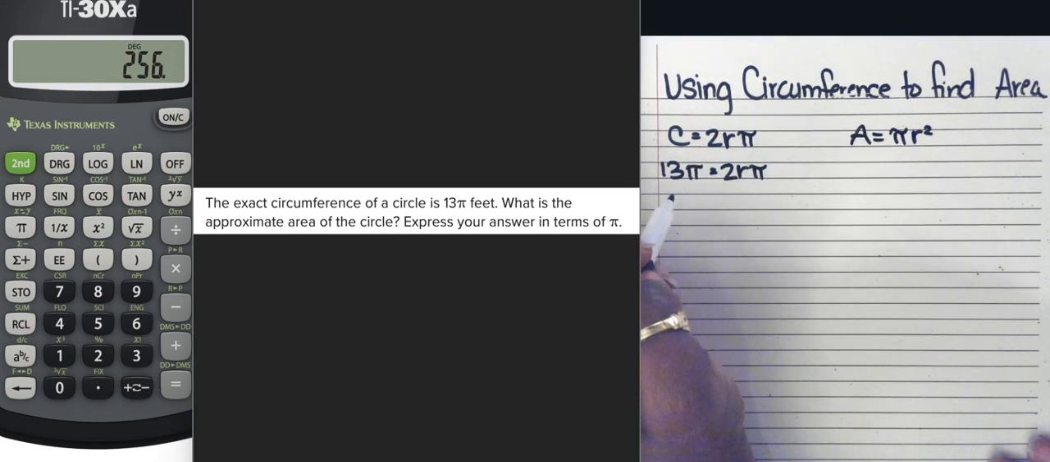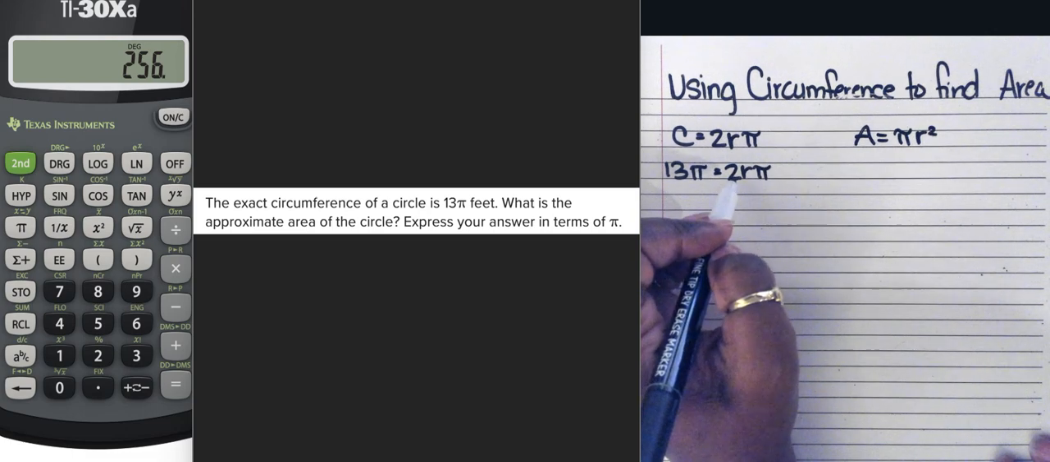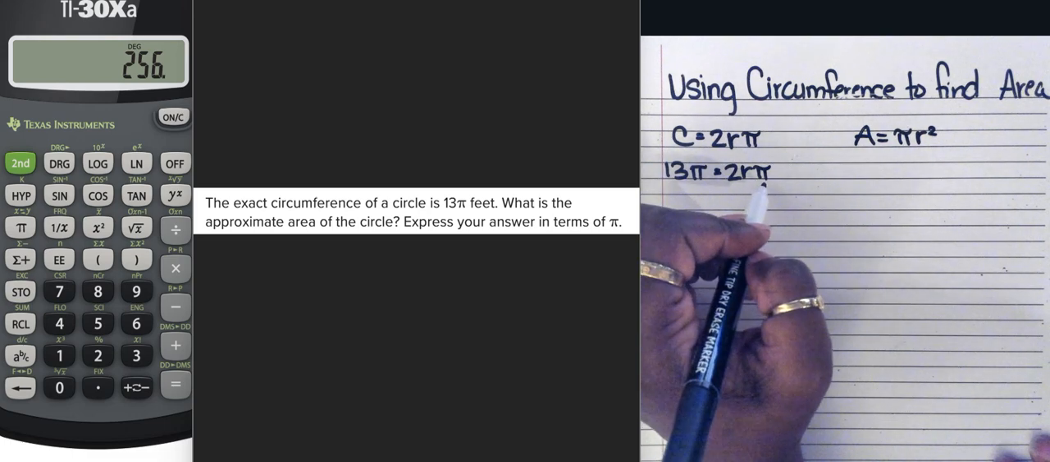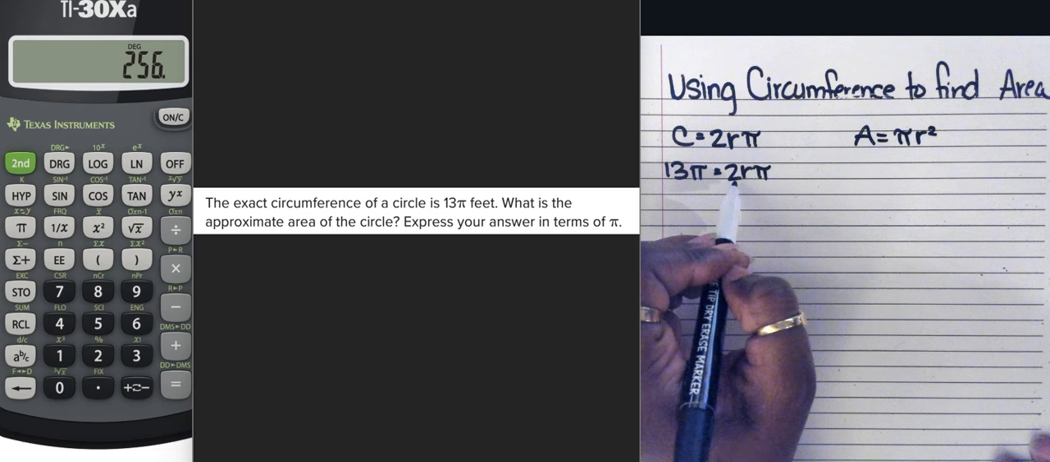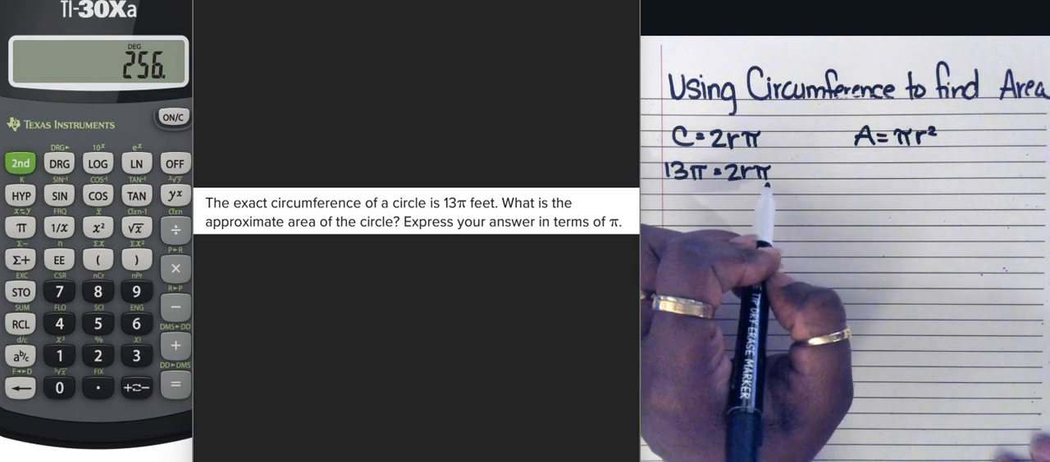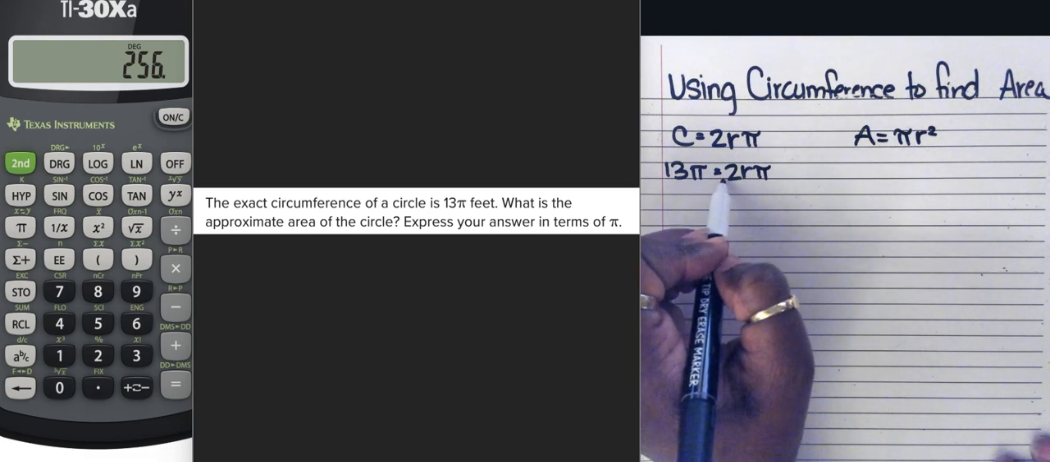Now what we want to do is get rid of anything that is stopping our radius from being isolated. I see that we're multiplying by 2 and we're also multiplying by pi. In my last example, we did it step by step. We divided both sides by 2, and then we went back and divided both sides by pi. But I'm going to show you another shortcut. Hopefully it'll make it a little easier, and we can take care of it in one step.